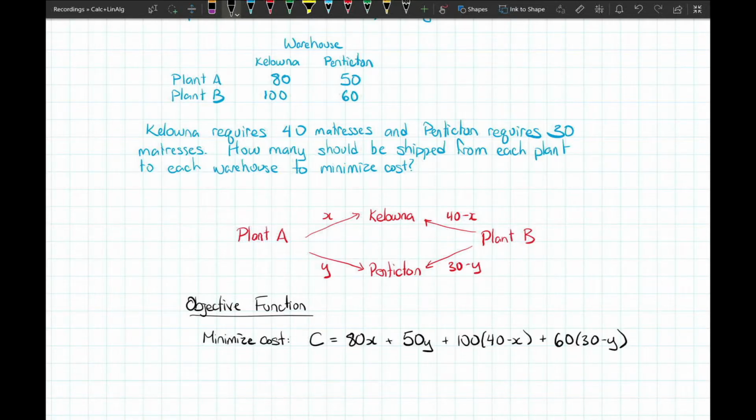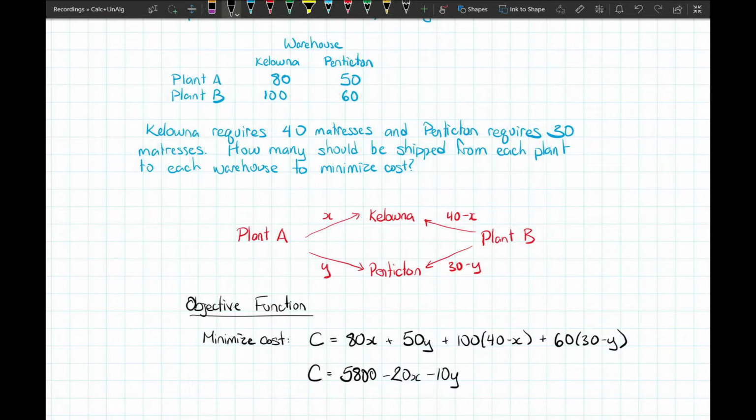Now, this isn't exactly in a standard form. We should be able to collect a lot of terms here by expanding this out, and we'll see a nice linear equation in x and y. And there we have our cost function. Cost is $5,800 minus $20 per x minus $10 per y.